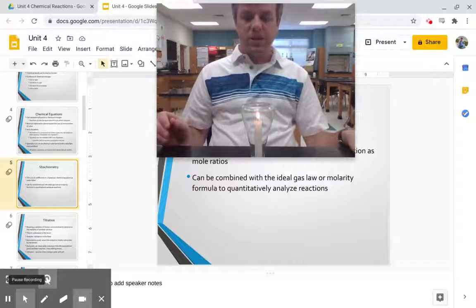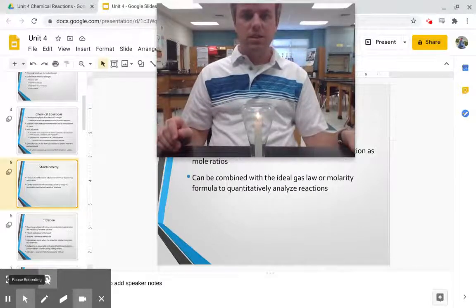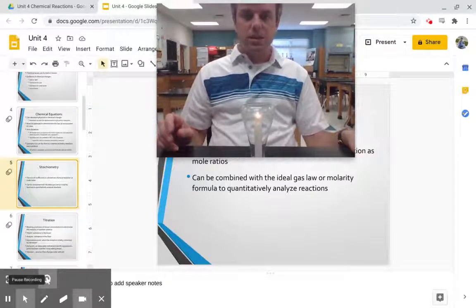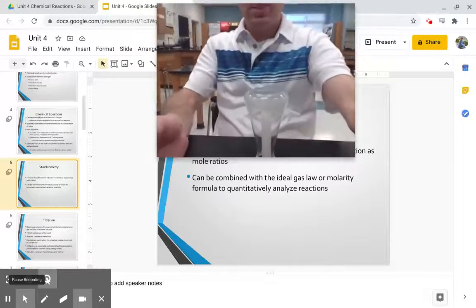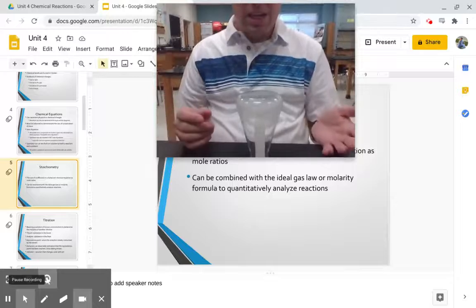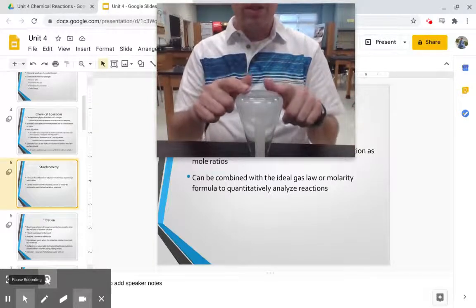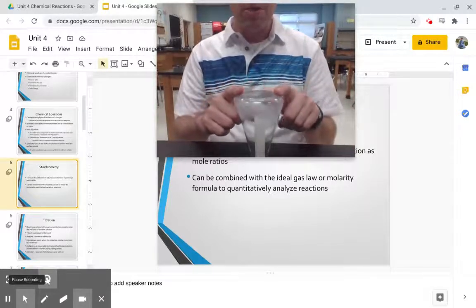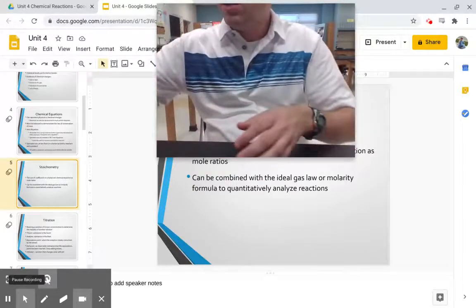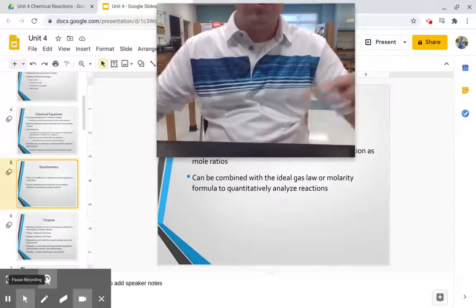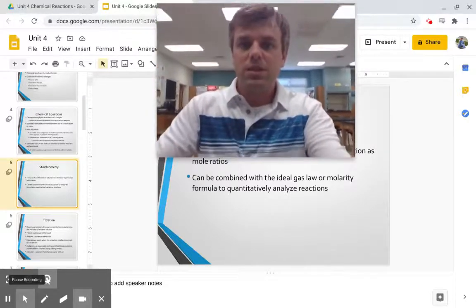I put the flask over the candle, and it's consuming the oxygen. There's water vapor being formed on the inside of the flask, and the candle has gone out. So you can see the water vapor that's one of the products of the reaction. But it's gone out because we have consumed all of the oxygen. So oxygen in that case was the limiting reactant.